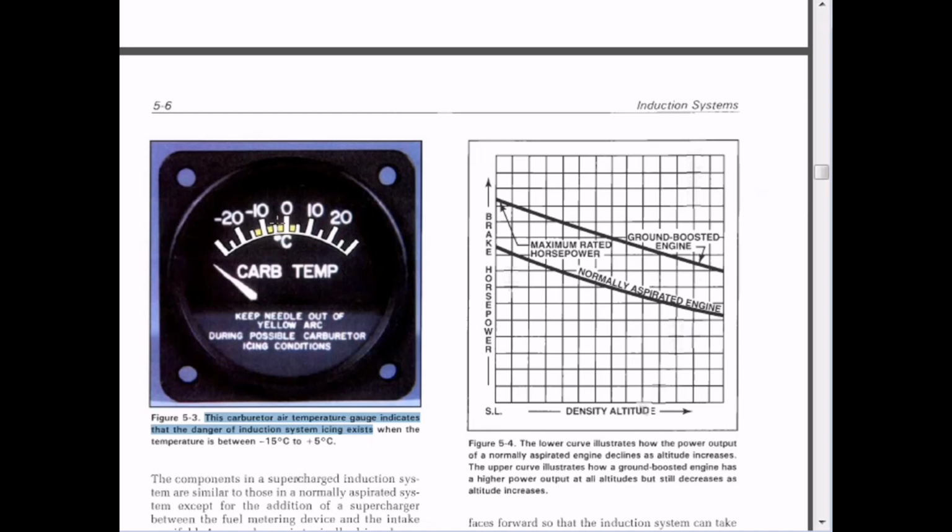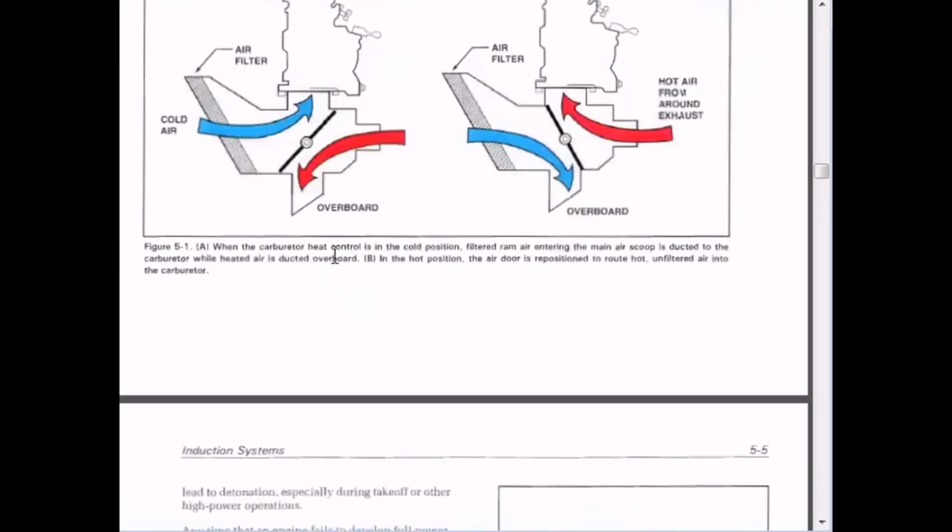So the temperature will further drop to 0 Celsius. When it reaches 0 Celsius, the moisture in the air, the water vapor in the air, will liquefy and then solidify. Solidifying of water vapor means you have icing. So that is why you need to turn on your carburetor heater.